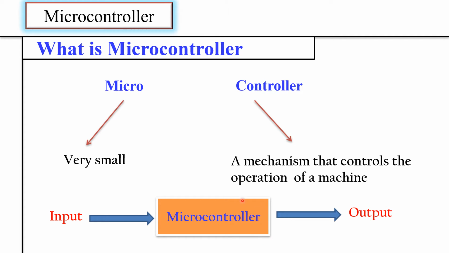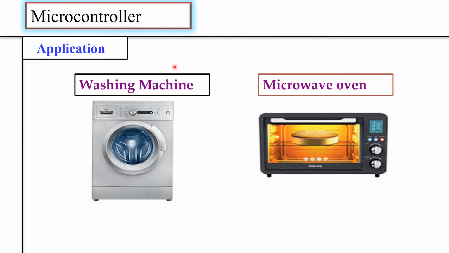So this is nothing but microcontroller. So what is a microcontroller? Micro means very small and controller means a mechanism that controls the operation. That is nothing but microcontroller. The applications of microcontroller are in digital camera, washing machine and microwave oven. Some of the applications of microcontroller.